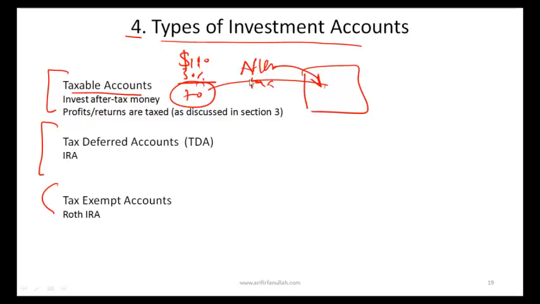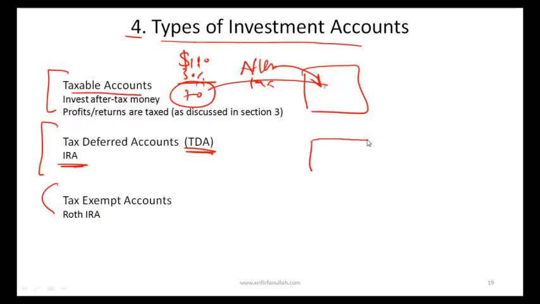So this is an after-tax investment, and then the return that you get is also taxed. The return might be either taxed every year or taxed at the end of your investment horizon, but the point is that money going in is after tax and the return is also taxed. That is the most basic form that we have talked about so far. Another category is tax deferred accounts or TDAs. The classic example in the United States is an IRA, individual retirement account.